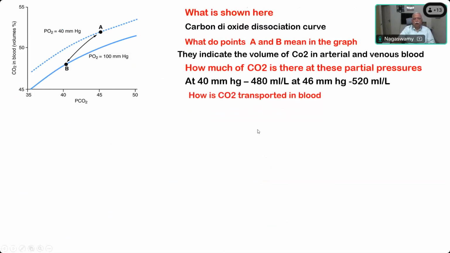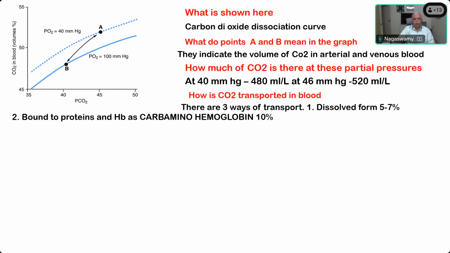Okay? How is CO2 transported in blood? Mostly in the dissolved form. Yeah, I didn't expect this from you. Three forms, good. Right, there are three ways. Dissolved is only 5 to 7%. Bound to hemoglobin as carbamino hemoglobin is 10%. Major portion as bicarbonate, 85%.